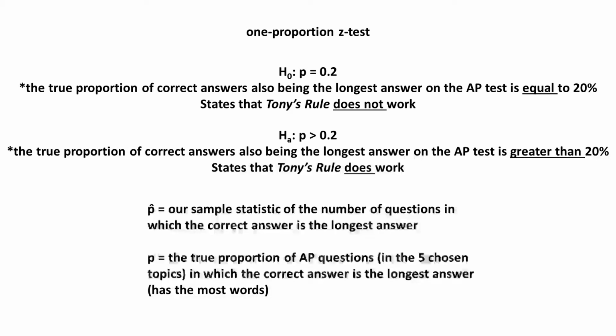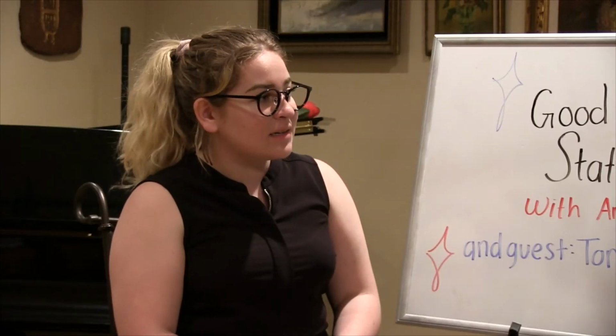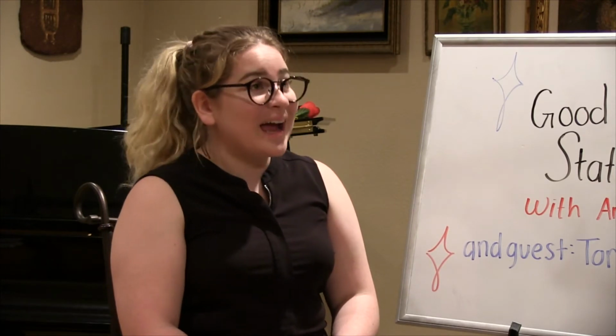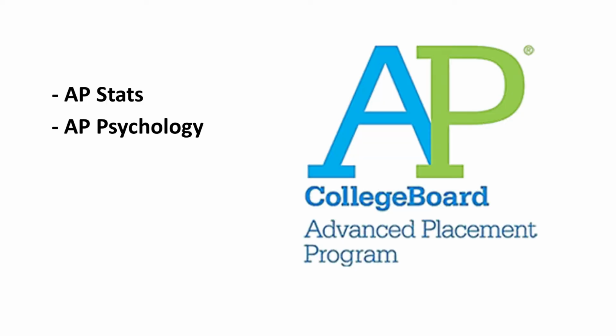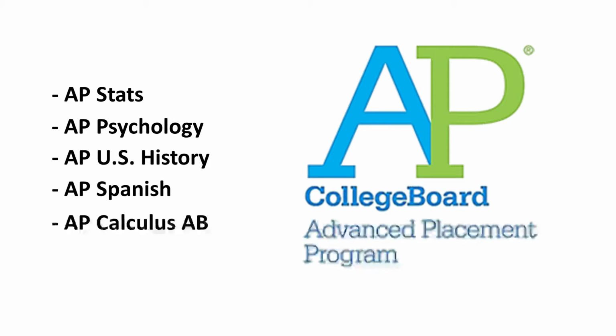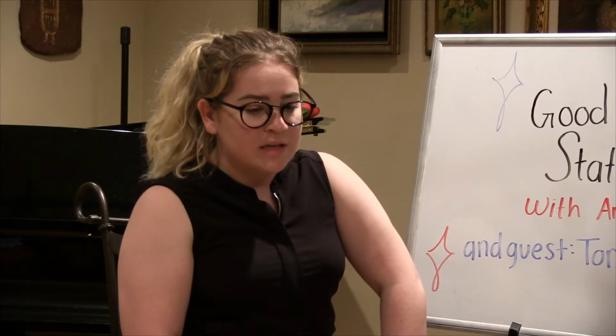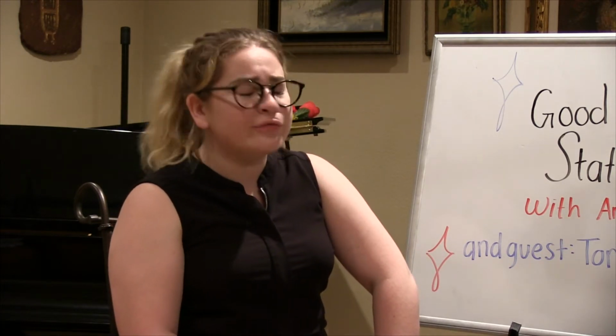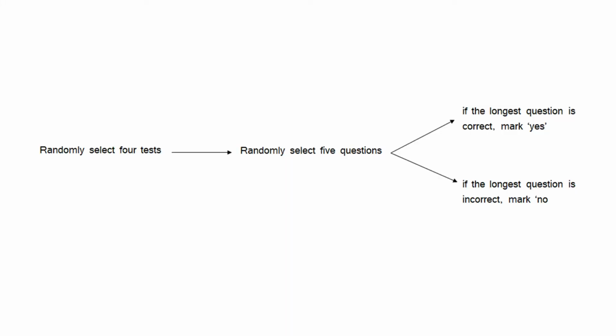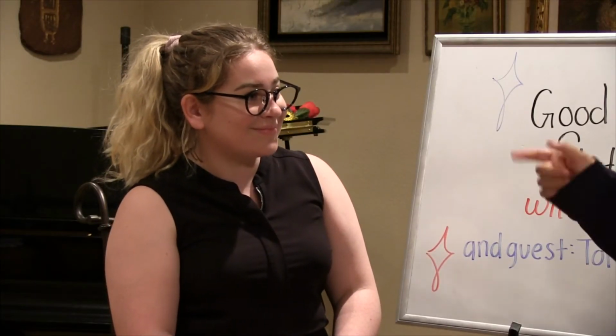Okay, so after you guys made your hypotheses, I'm guessing you collected data next? Yep. Take a guess at what we did. Okay, I'm guessing you chose subjects first. Yep. AP Stats, AP Psych, AP US History, AP Spanish, and AP Calculus. Okay, so you got 5 subjects, and it's easiest to have an N of 100, so I'm guessing you chose 4 questions per test, totaling 20 questions per subject, and 100 questions in total. Yep, look at you, super smart.